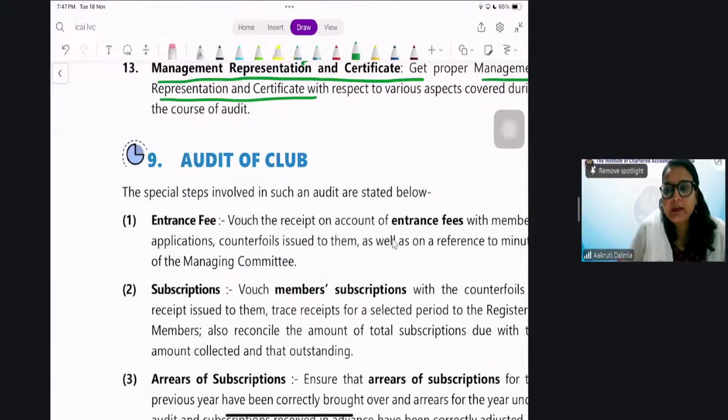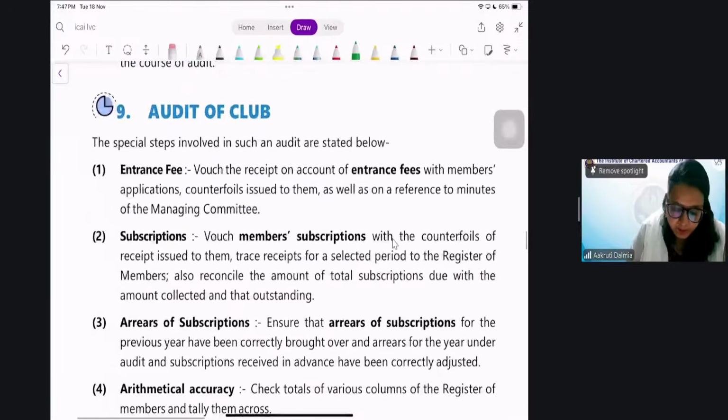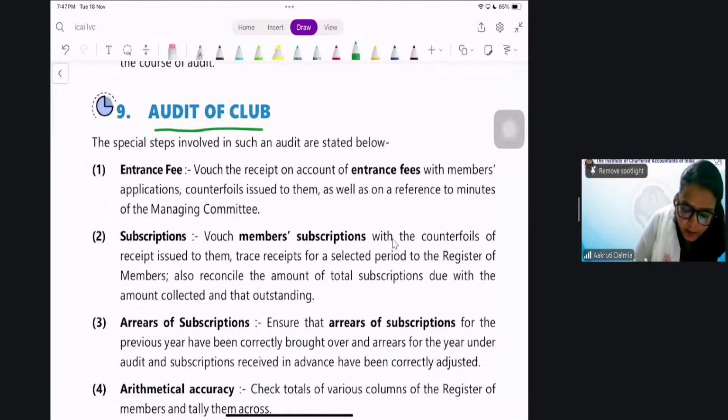So till now, I write first and then we see the book. This time we'll see the book and organize it in our head. Okay. So let's see how we organize when we look directly at the book. Pay attention. So audit of club, what are the special steps involved?